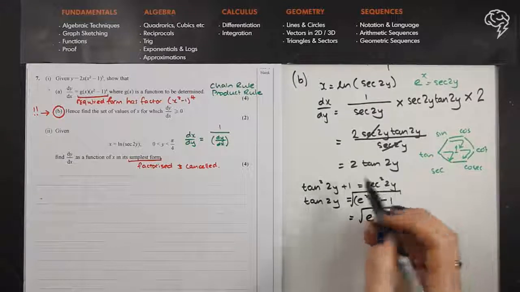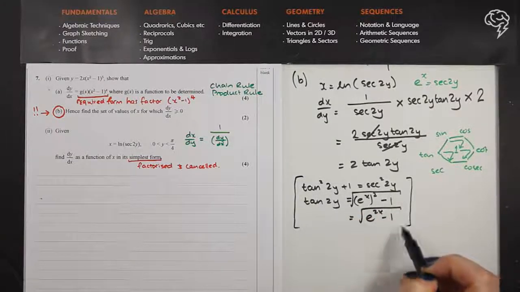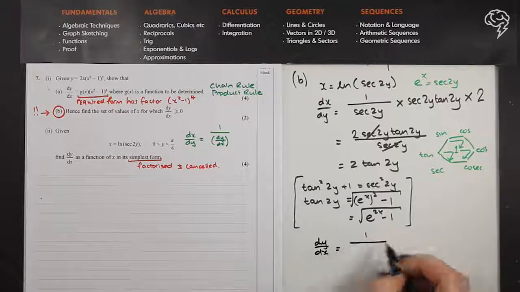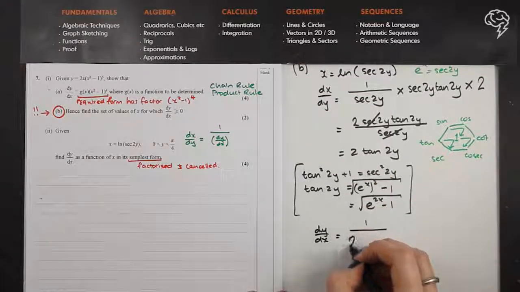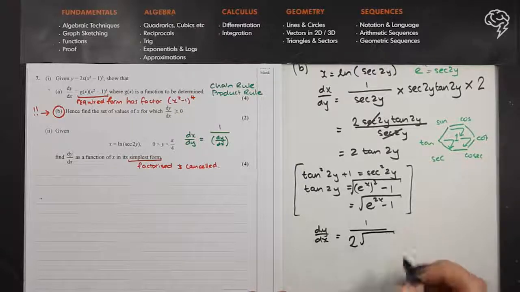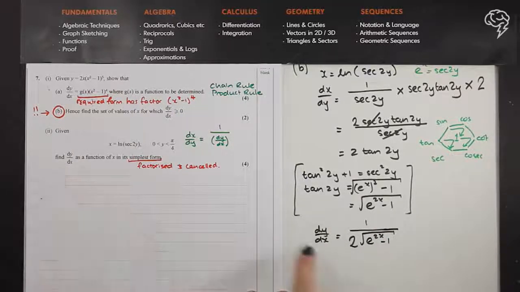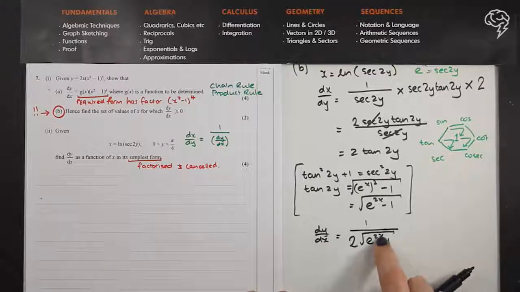So, having done that, this is kind of an aside, I can go back to my 2 tan 2y, I can turn it upside down, and instead of writing tan 2y, I'm going to write the square root of e to the 2x minus 1. And I found dy by dx, and it's a function of x, and that's in its simplest form. There's nothing obvious that I can factorise out or anything like that here.